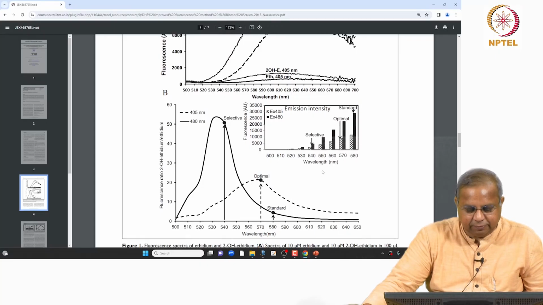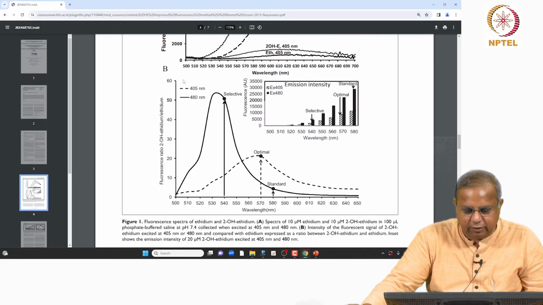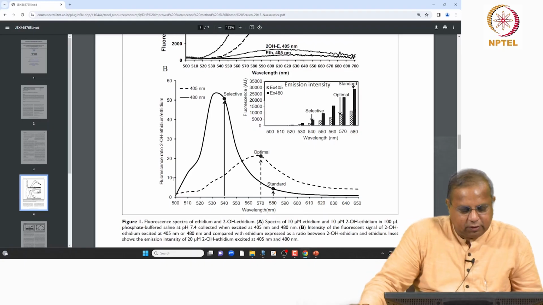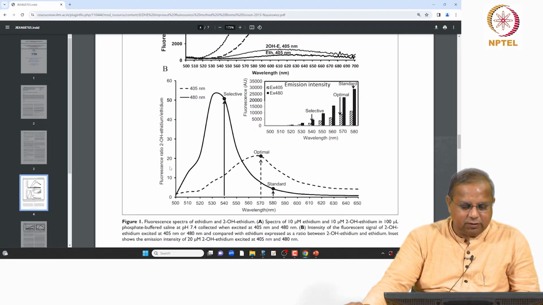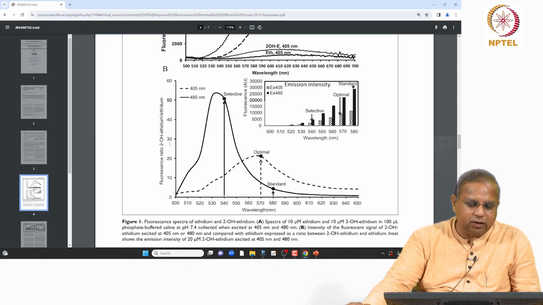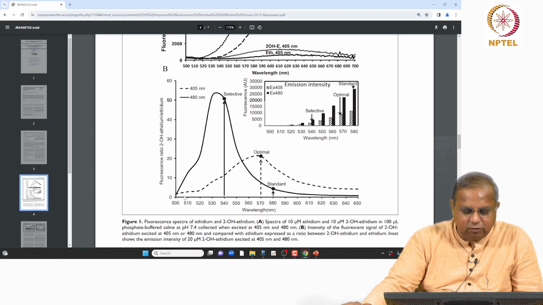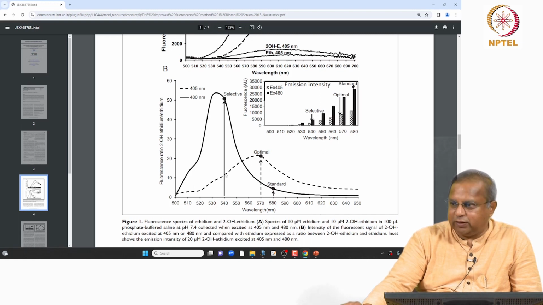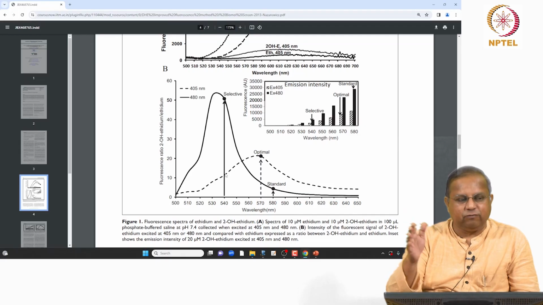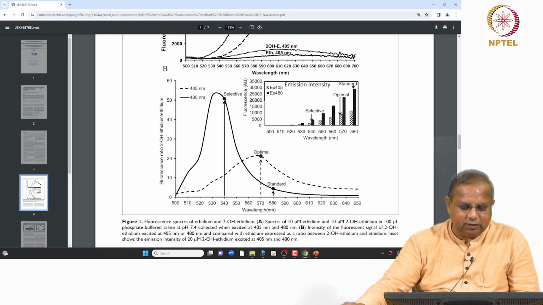The main thing is this figure 1b. Okay, what you have here in figure 1b is the fluorescence ratio of the desired product, hydroxyethidium, to the interfering product ethidium. Okay, this is the ratio. Therefore, the higher the ratio, the better it is. When you use an excitation wavelength of 480, then the variation with the emission wavelength, okay, you fix your excitation at 480 and you scan the emission wavelength, the fluorescence pattern is something like this.